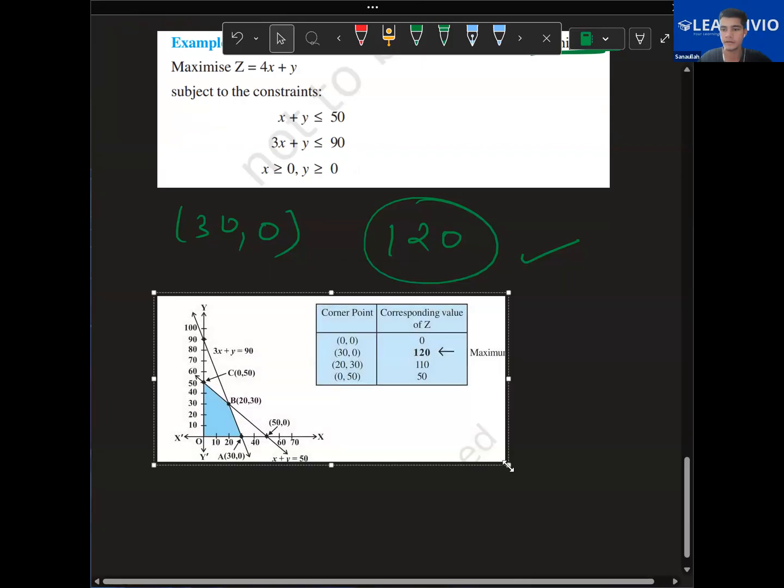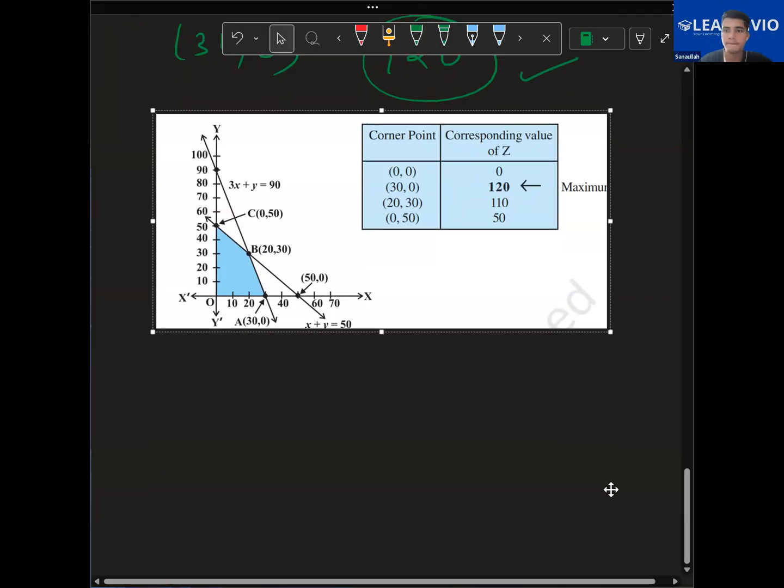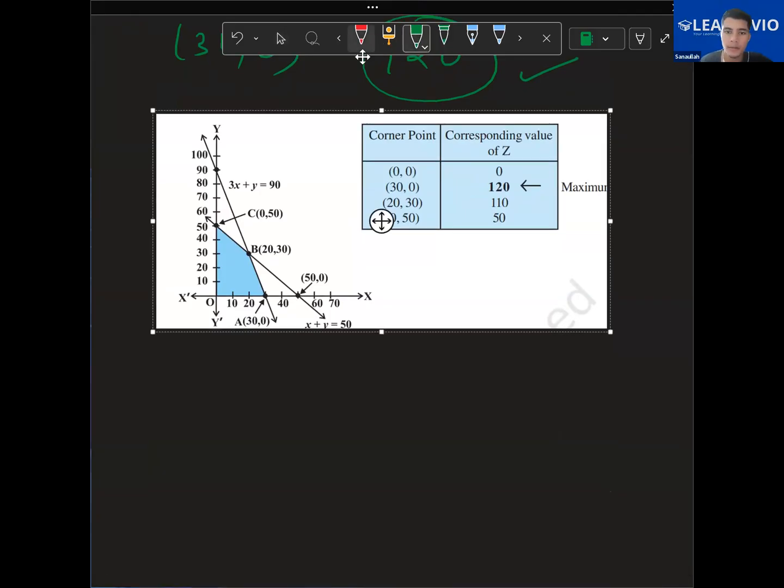Right. This is a graph. Same graph. Yes, sir. You have to check the values of z at these corner points that are given. And you can check at 0 also, right? This is also a corner point. So at this point the values are 0, 120, 110 and 50. So this is the maximum value at 30 comma 0.